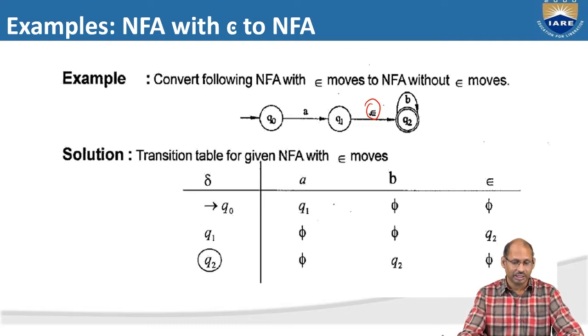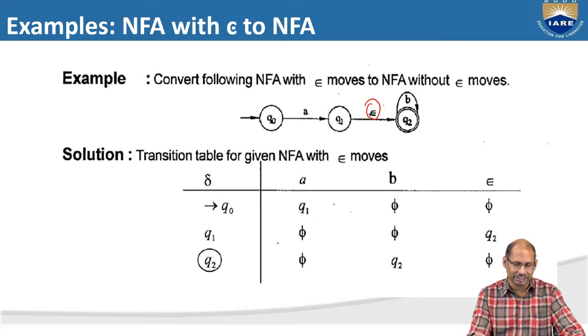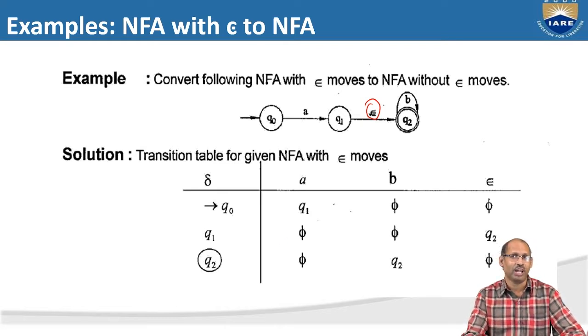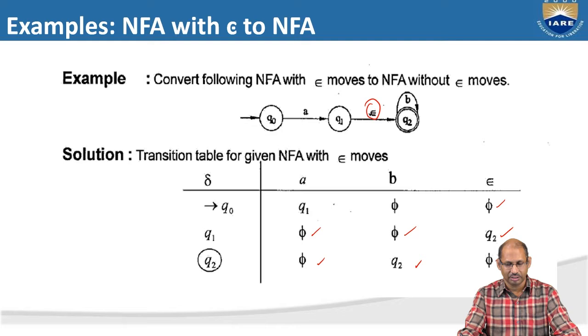And here we are considering this transition table from the transition diagram. Q0 on A, Q1. Q0 on B, empty set. On epsilon, an empty set. Then Q1 on A, empty set. On B, empty set. On epsilon, going to Q2. Then Q2 on A, empty set. Q2 on B is Q2. Then Q2 on epsilon is empty set. Okay? So, we have written a transition table from the transition diagram.